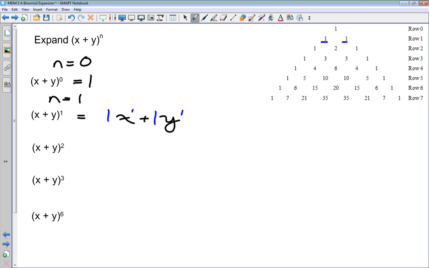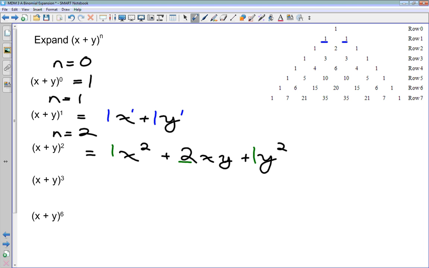Okay. Let's go down to our next one here where n equals 2. This is our good old FOIL rule here. We could actually expand this one out. We would have x squared plus 2xy plus y squared. Now, there's a couple of things I could add in here. Okay, I could add a 1 here and a 1 here. And now notice what my coefficients are: 1, 2, 1. If we look at row 2 of Pascal's triangle, what do we have? We have a 1, 2, and a 1.